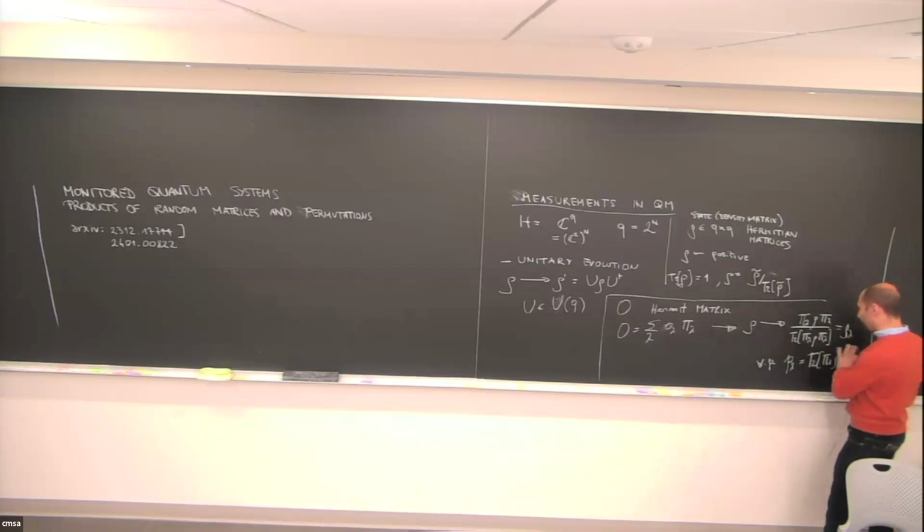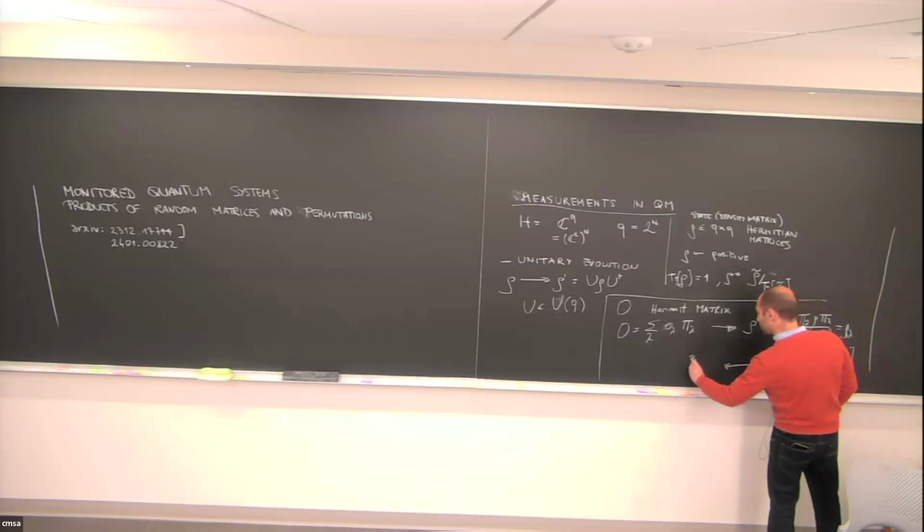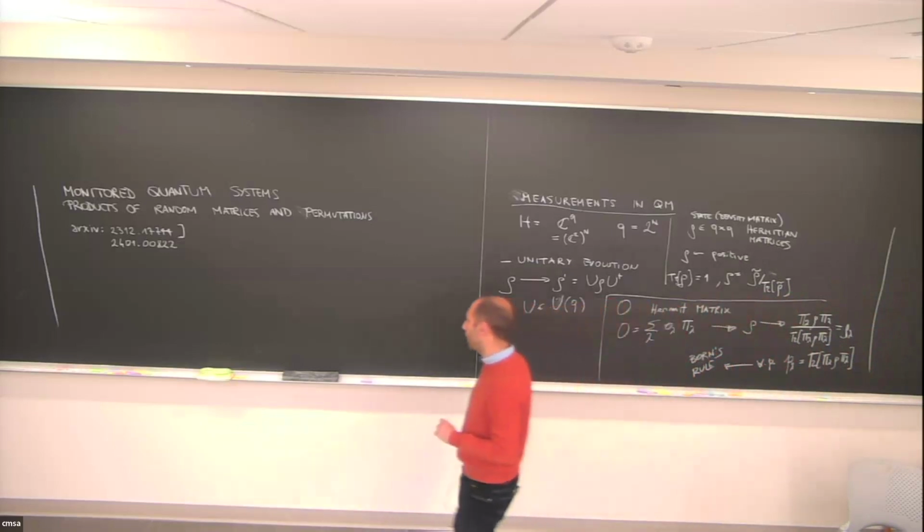The fact that these measurement outcomes have a specific probability which depends on the state itself is an important ingredient in what I will say, and this is normally called the Born rule. Okay, so this is the setup.